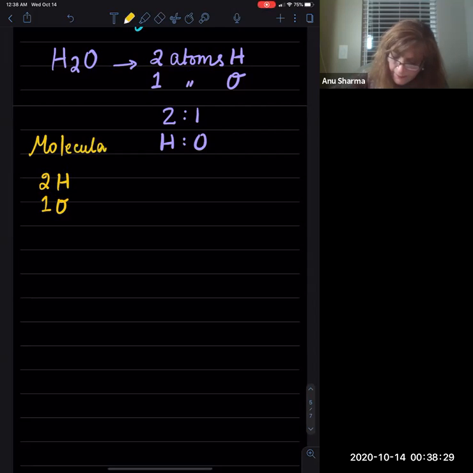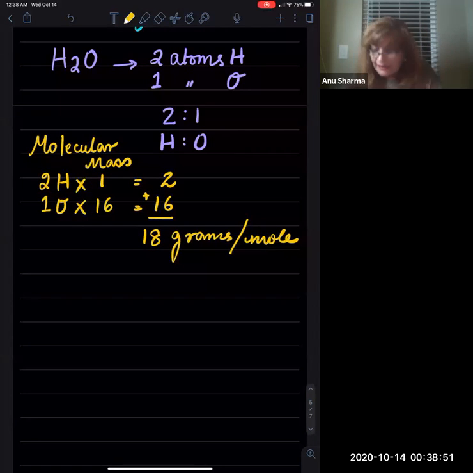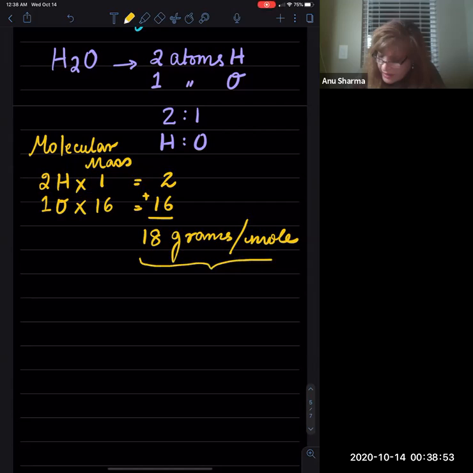mass. So two atoms of hydrogen, 1 gram each, one atom of oxygen, 16 grams each. The weight is equal to 2 plus 16, which when you add these comes out to be 18 grams per mole. Okay, so that is the molar mass. We just now calculated the molecular mass, but this is also called the molar mass.